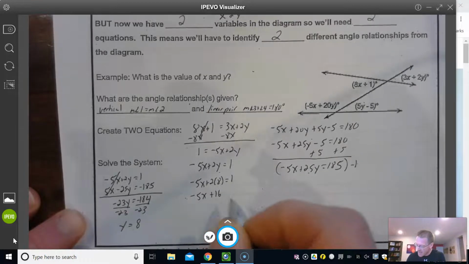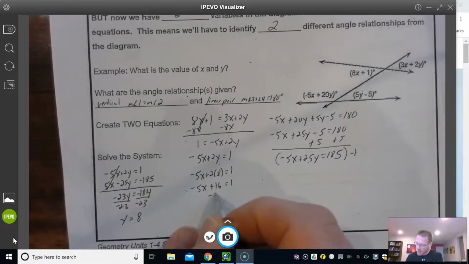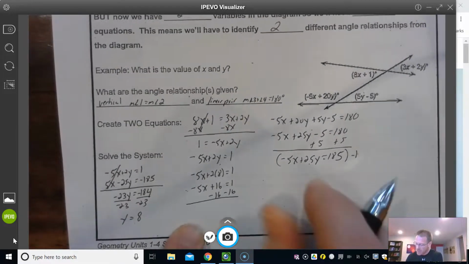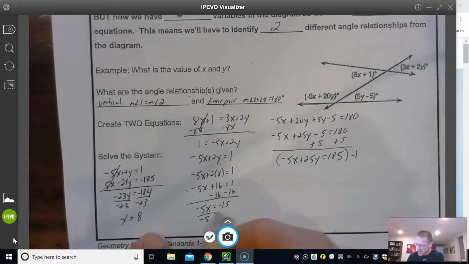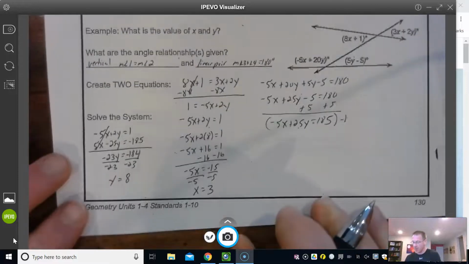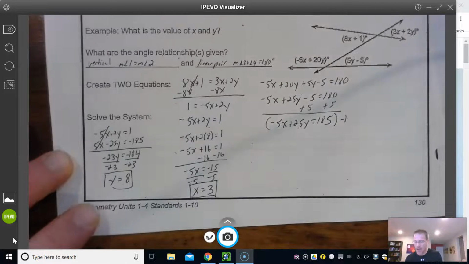And notice that we get negative 5x plus 16 is equal to 1. And then once again, it becomes one of those linear problems that you're very, very familiar with. And I can divide by negative 5 here, and I get x equals 3. So there are my values for y, and there are my values for x.